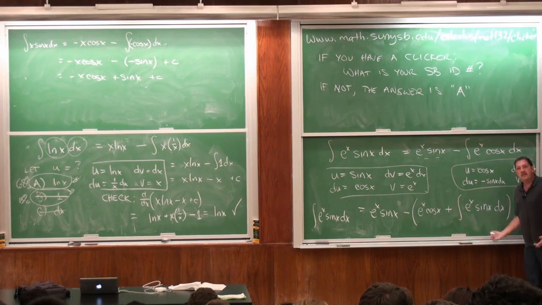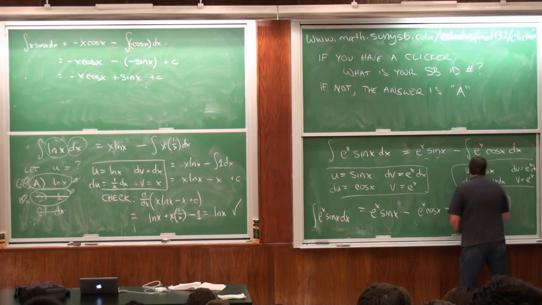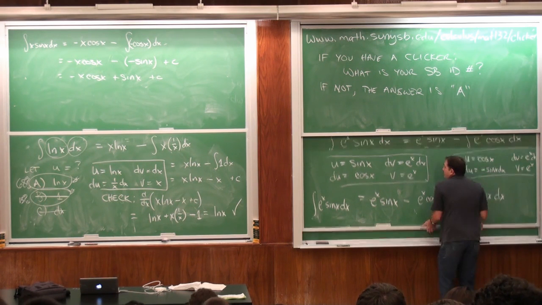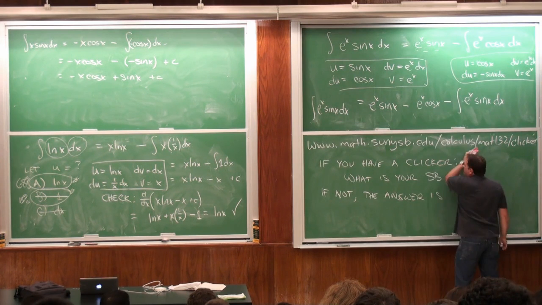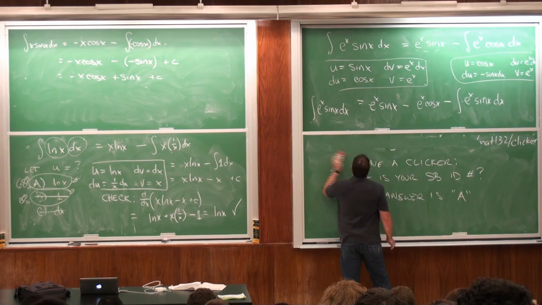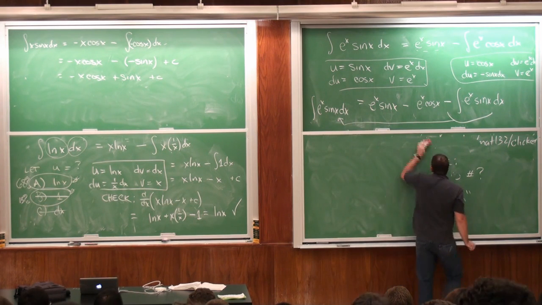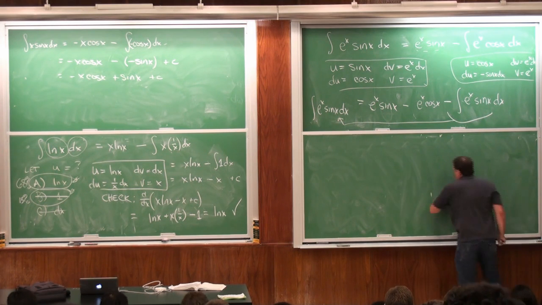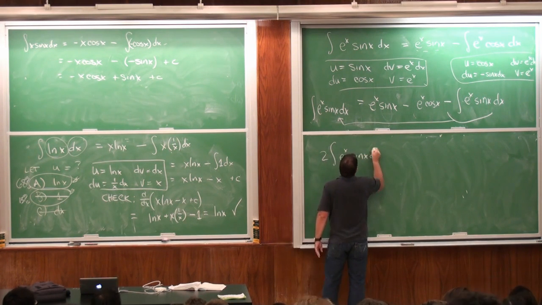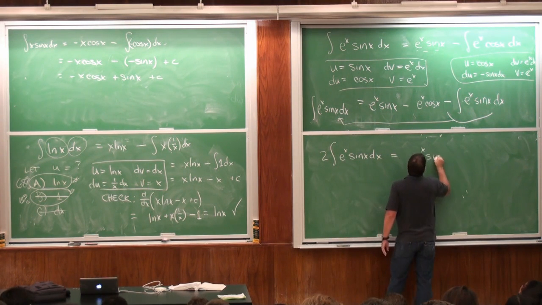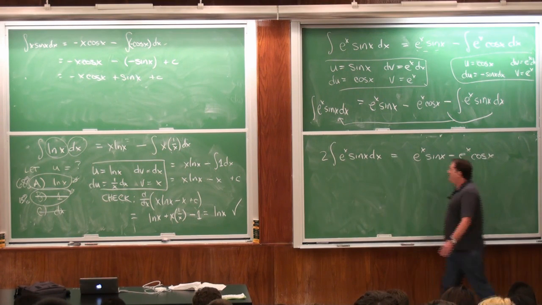Well, remember what we're doing. We're trying to solve for something. We're trying to figure out what this integral is. So if I distribute the minus here, I have two of those guys, and I can just bring this one over here and add them together. To get that, well, I don't know what that integral is, but twice it is e to the x sine x minus e to the x cosine x. Well, if twice it is this, then the integral I want must be half of that.